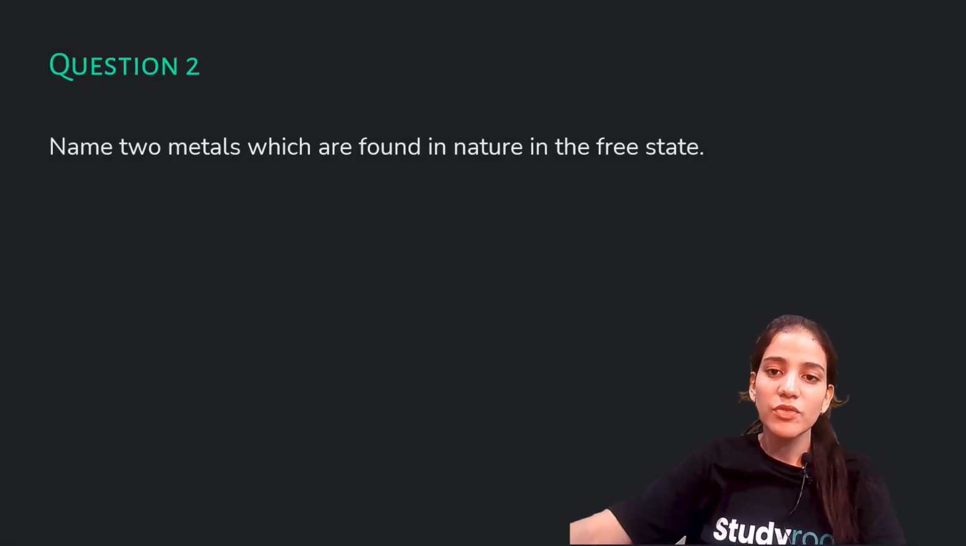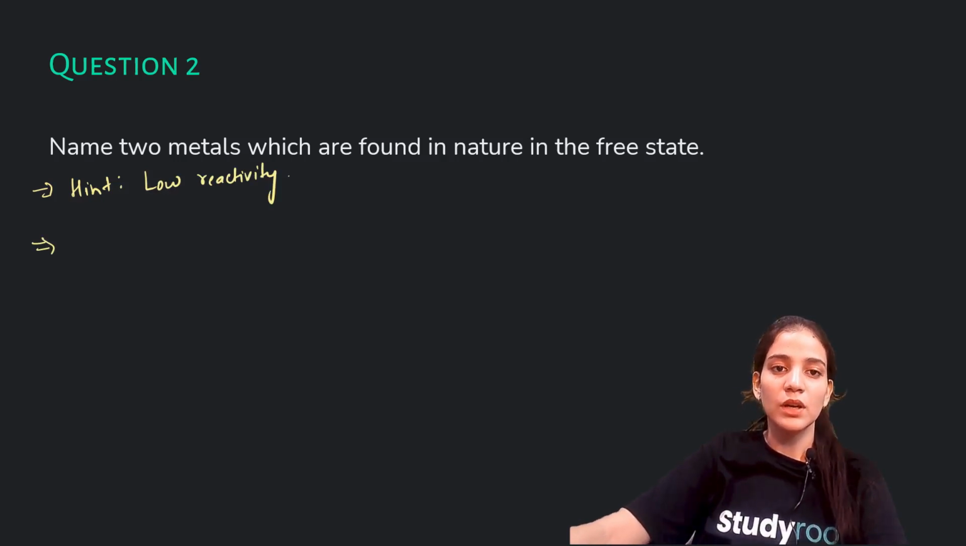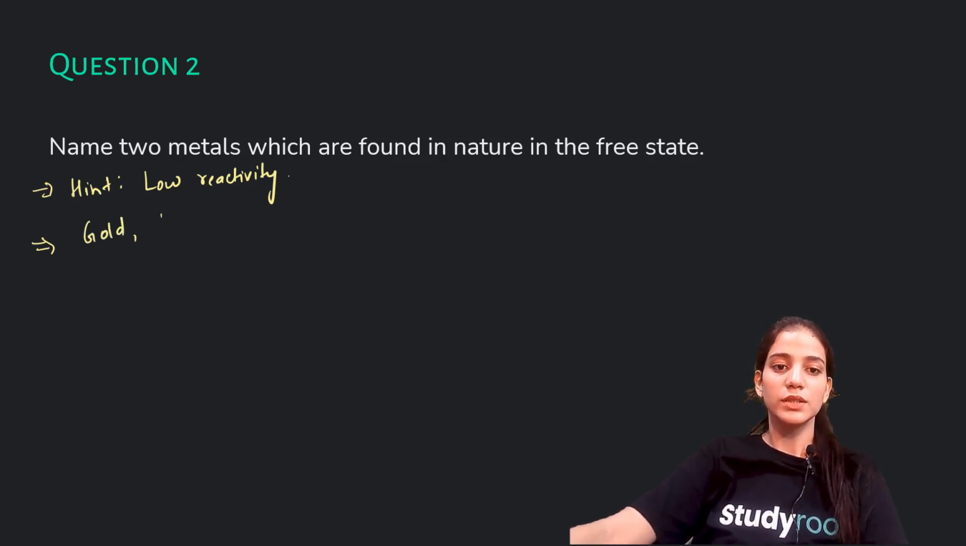Now name two metals which are found in nature in the free state. Hint, these are of low reactivity. So what could you possibly think of? What could these two metals be? These would be gold, silver, maybe copper.